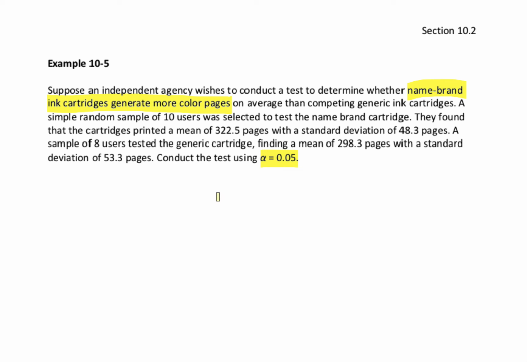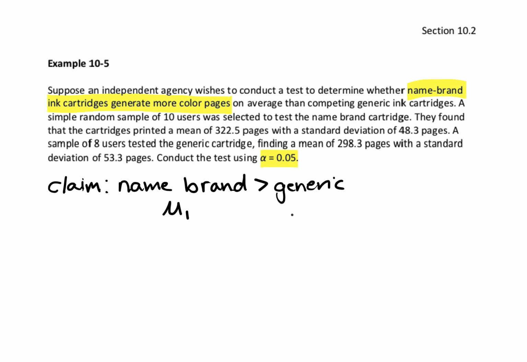So we're going to start here with our claim, which is that name brand is more pages than generic. And we're going to set our name brand to be mu1 and our generic to be mu2. And then we want to keep that in mind as we go through this, which one is which. So now let's write our hypotheses. So just like before, I'm going to start with my alternative.